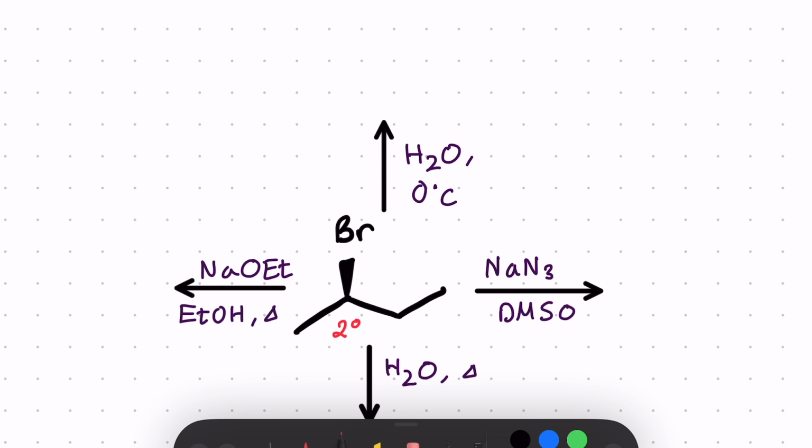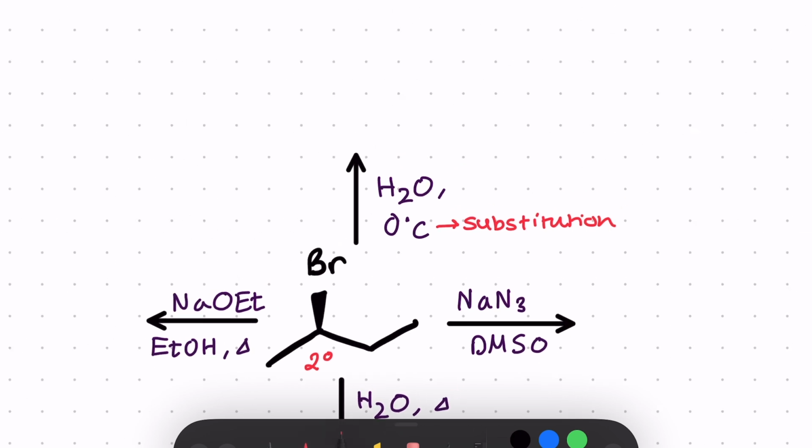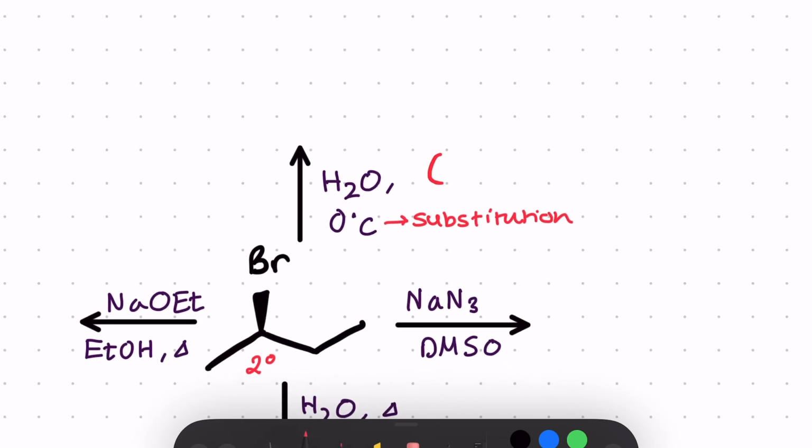Now, to me, the first thing that actually stands out here is that 0 degrees Celsius. So to me, this implies substitution. Right? This is substitution. So this is either SN1 or SN2. If it's SN1, I'm going to be using a weak nucleophile. If it's SN2, I'm going to have a strong nucleophile. So I look at my reagent here. My reagent is water. And we know that water is a weak nucleophile. So consensus here, this is an SN1 reaction at the top.